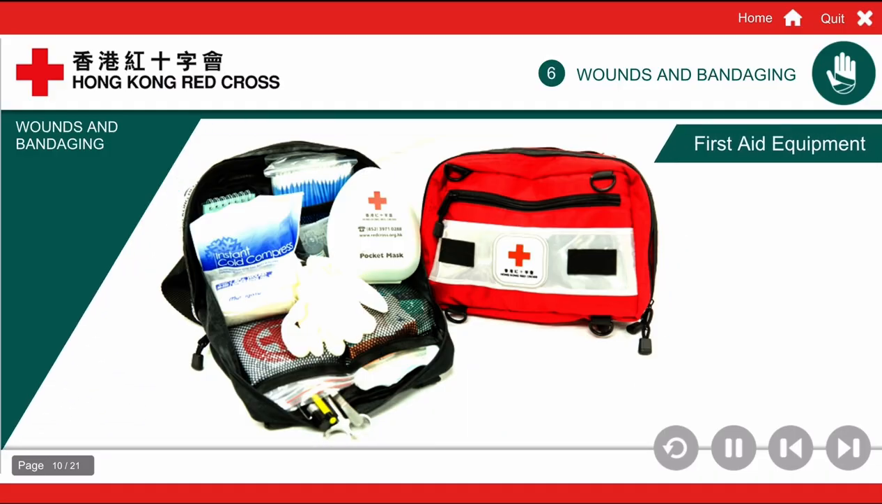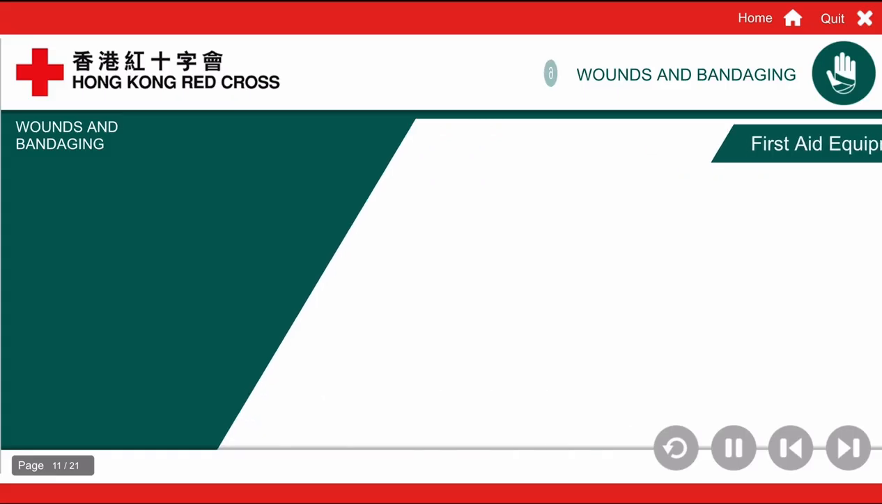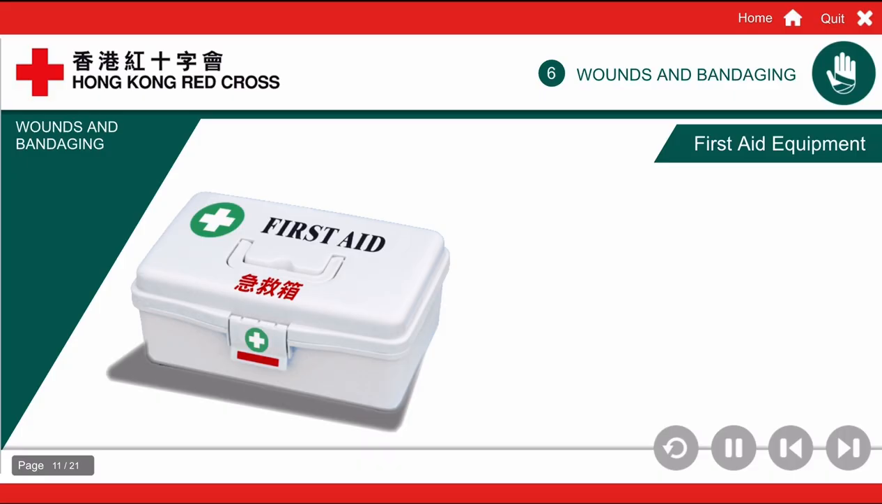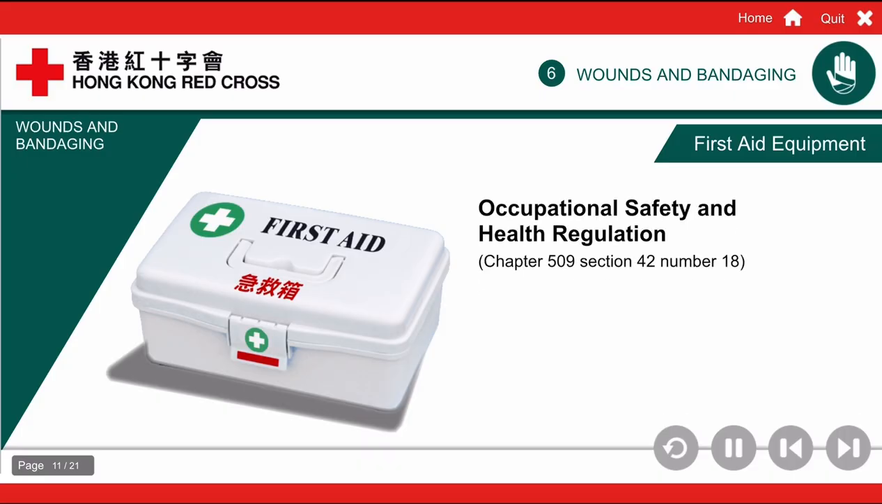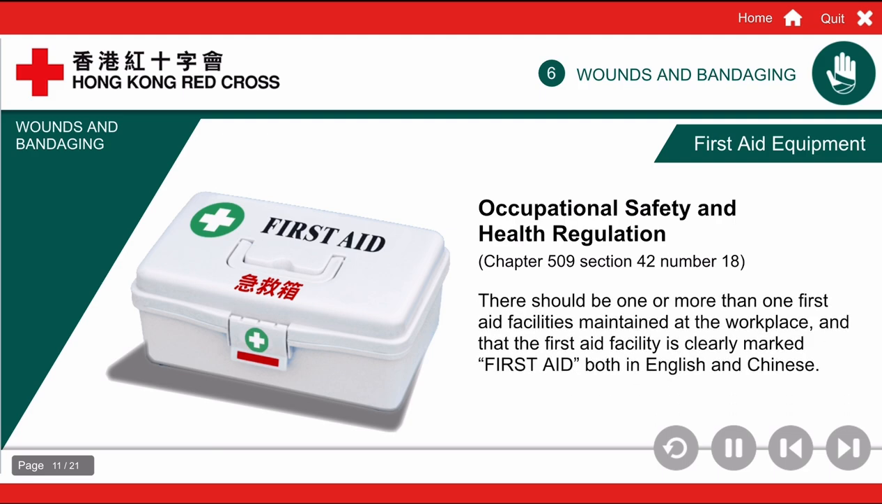To make first aid an effective one, it's very important for us to get to know the first aid equipment. First of all, we'll introduce first aid kit. According to Occupational Safety and Health Regulation, Chapter 509, Section 42, Number 18, there should be 1 or more than 1 first aid facilities maintained at the workplace, and that the first aid facility is clearly marked first aid both in English and Chinese.